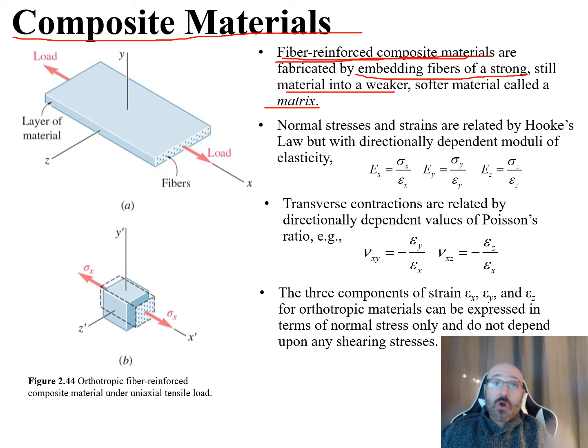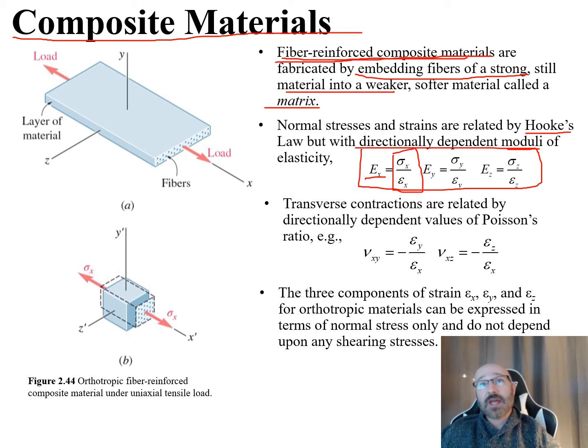Now, we've seen before that normal stresses and strains are related by Hooke's law, but with directionally independent moduli of elasticity, we have this relationship down here that we've seen before. Again, this is going to be dependent upon three dimensions here. So our modulus of elasticity in the x direction, we can relate to our stress divided by strain in the x. Same for y, stress over strain in the y direction, and the z direction as well. Now for transverse contractions, these are going to be related by directionally dependent values of Poisson's ratio. So we have these relationships shown down here.